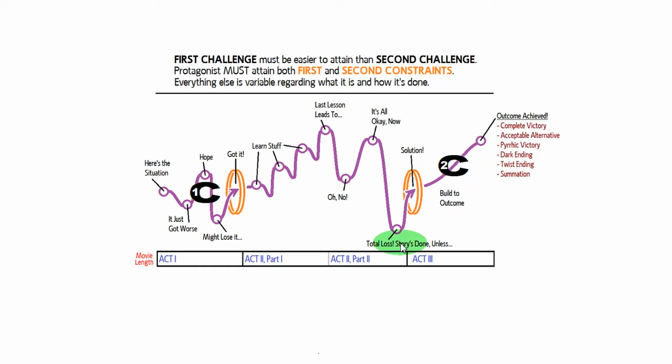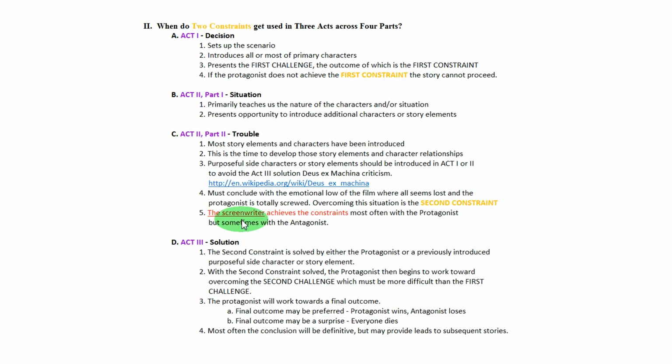It's a total loss. Overcoming this situation is the second constraint. Failure to achieve the second constraint and the story is done. It's the screenwriter that achieves the constraint, most often with the protagonist, but sometimes with the antagonist.